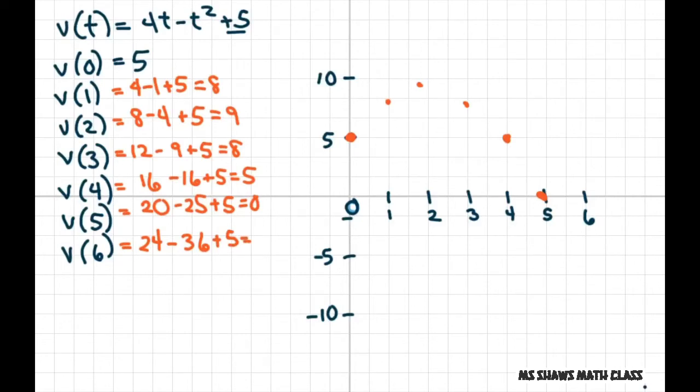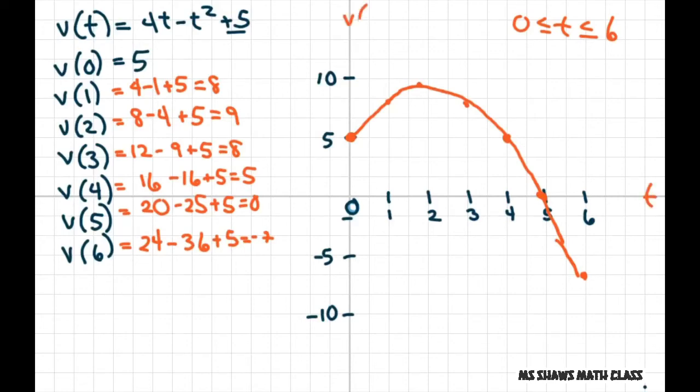So this would be 29 minus 36, so that's negative 7. Here we're just going to go down a little bit on 6 and put it about here. So if you sketch it, it looks like this. Our domain is from 0 to 6 seconds. So this is your t, and this is your v(t), and your t is in seconds.